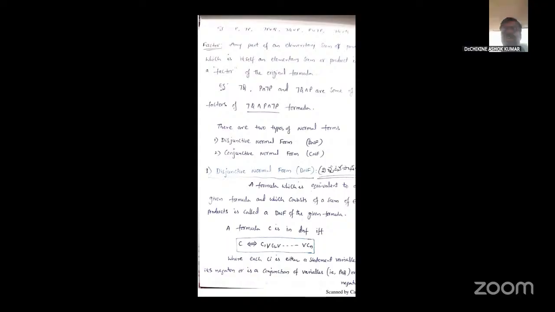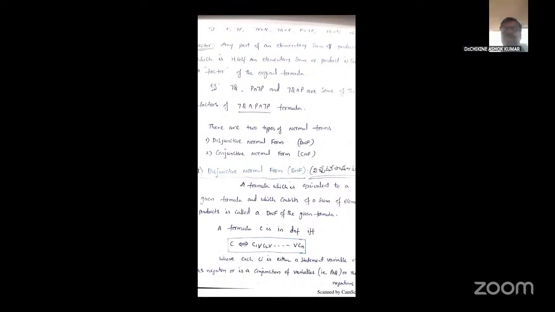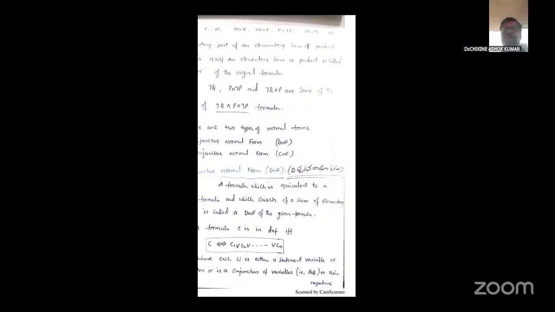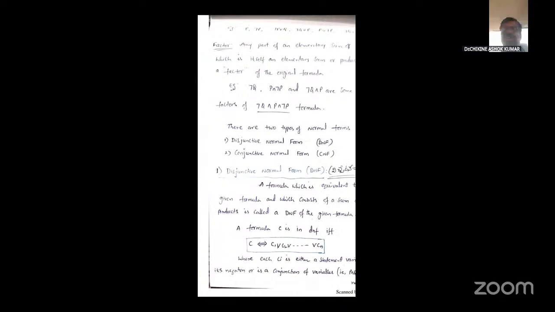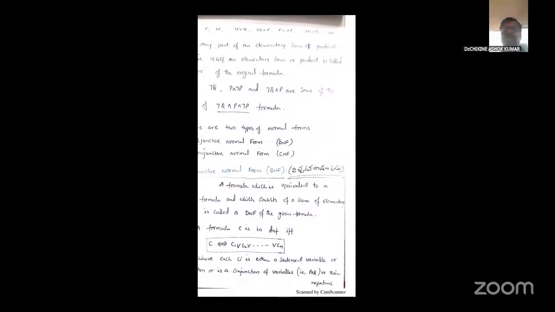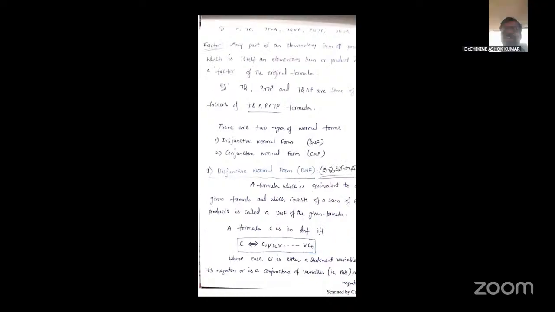The disjunctive normal form is a formula which is equal to a given formula and which consists of a sum of elementary products. Yes, just now I explained. What is the meaning of DNF? Simply remember this phrase: sum of elementary products, all in product form. So, what is the definition of this?